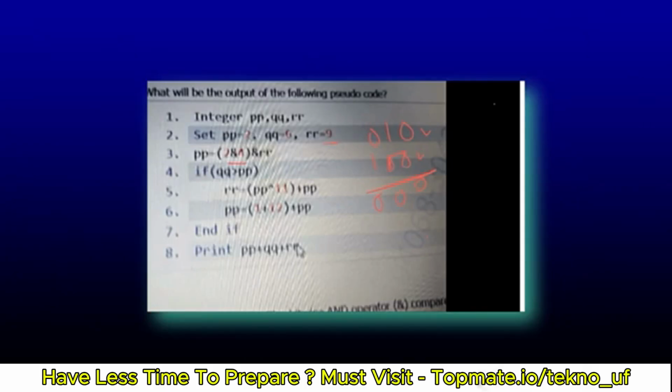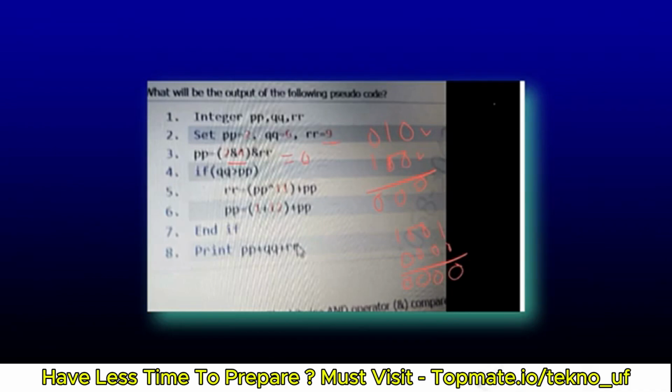So 9 is 1001. 1000 is 8 and 1001 is 9. So 9 and 0, if you perform the bitwise AND operation between them, then false and true is false, false and true is false, false and false is false, false and true is false. Okay, so this becomes 0.